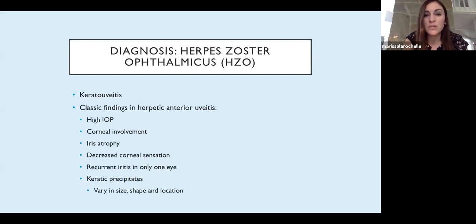B27 disease is on the differential, but it typically will alternate eyes over the course of years. If you have a patient that's always in the same eye, consider herpes. Sorry, I skipped over iris atrophy. The classic teaching is that HSV causes patchy iris atrophy and VZV causes sectoral atrophy, but this isn't always the case. So any transillumination defects, think of herpetic disease. And then the KPs, keratic precipitates, they really can vary in size, shape, location. They can be mutton fat, greasy, they can be small and fine, distributed anywhere on the cornea.